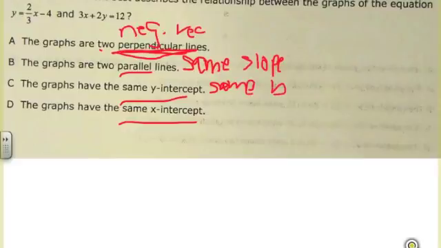So I'm going to start with 3x plus 2y equals 12. Alright, so if I solve that equation for y, I'm just going to subtract 3x from both sides. So 2y equals negative 3x plus 12. What would be the next thing to do if I'm going to solve for y?